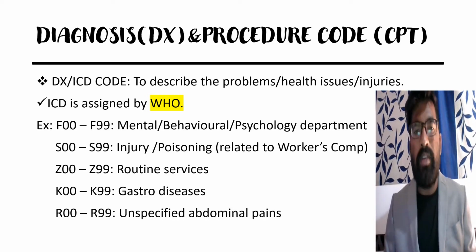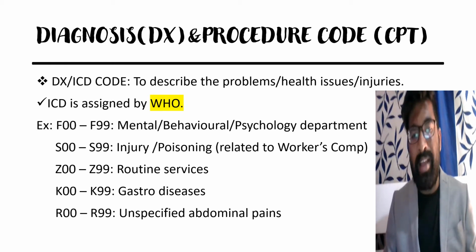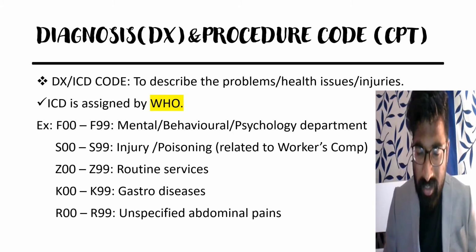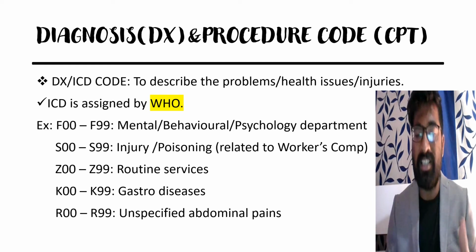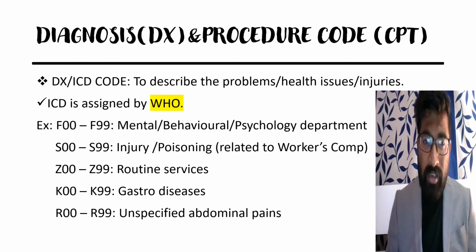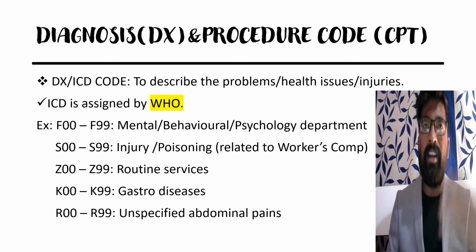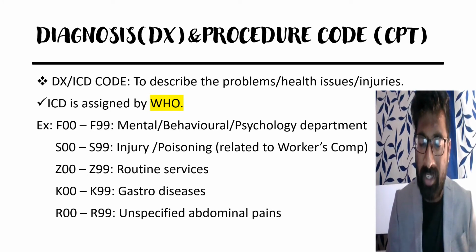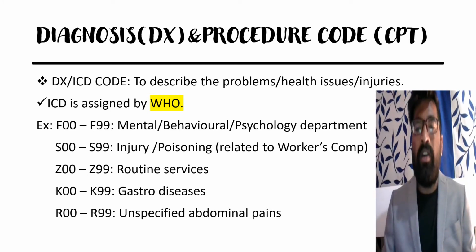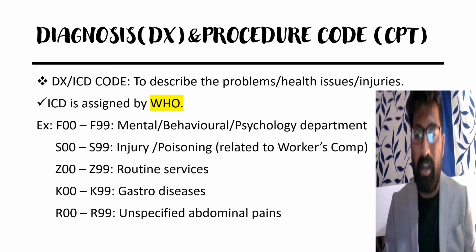Now we have to discuss what we mean by diagnosis code and procedure codes. First, the diagnosis code is also known as the ICD code. ICD stands for International Classification of Diseases, and the diagnosis code describes problems, health issues, or injury. What kind of disease the patient has, we know with the help of an alphanumeric code. It is called a diagnosis code. This diagnosis code is assigned by the World Health Organization, WHO.